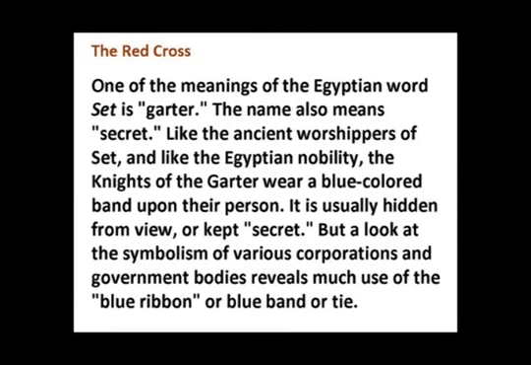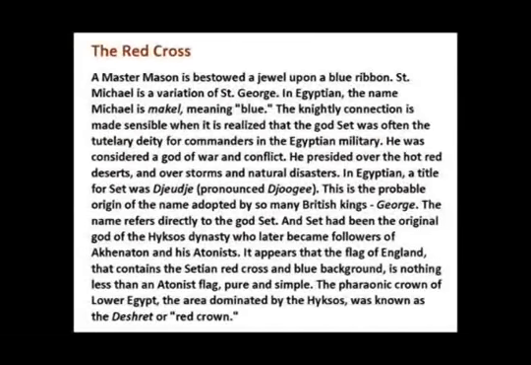Like the ancient worshippers of Set, and like the Egyptian nobility, the Knights of the Garter wear a blue-colored band upon their person. It is usually hidden from view or kept secret. But a look at the symbolism of various corporations and government bodies reveals much use of this blue ribbon or blue band or tie. A master mason is bestowed a jewel upon a blue ribbon. St. Michael is a variation of St. George. In Egyptian, the name Michael is Makel, meaning blue.